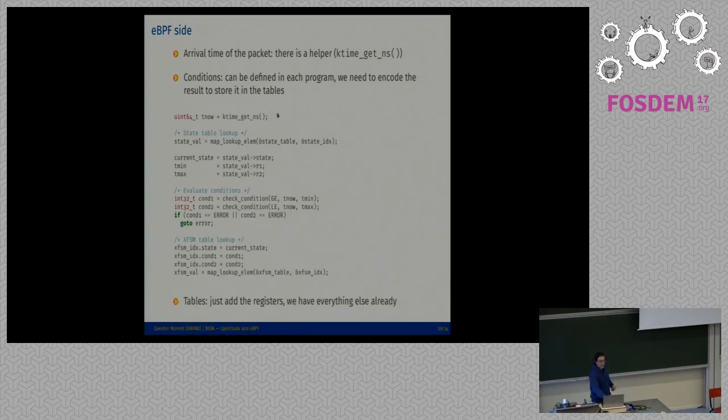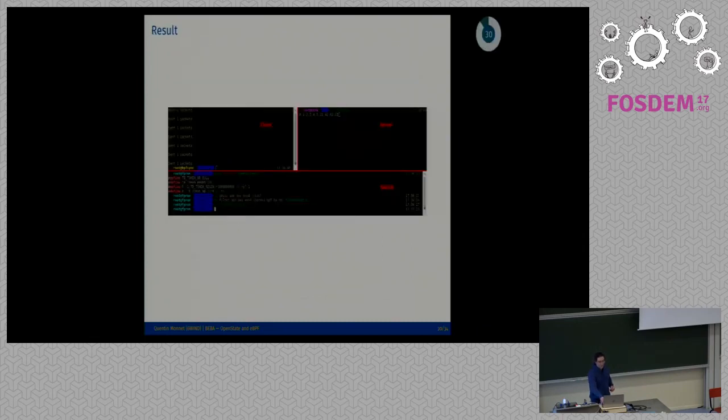So for example, in my program, I first get the arrival time of the packet. I perform my state lookup. And then I evaluate conditions. I've implemented a wrapper to do so, to check whether the current time is greater or equal to the tmin, etc. And then I perform the second lookup on the XFSM table based both on the current state, the result, and the conditions. For the tables, it's the same, we just have the registers in the tables.